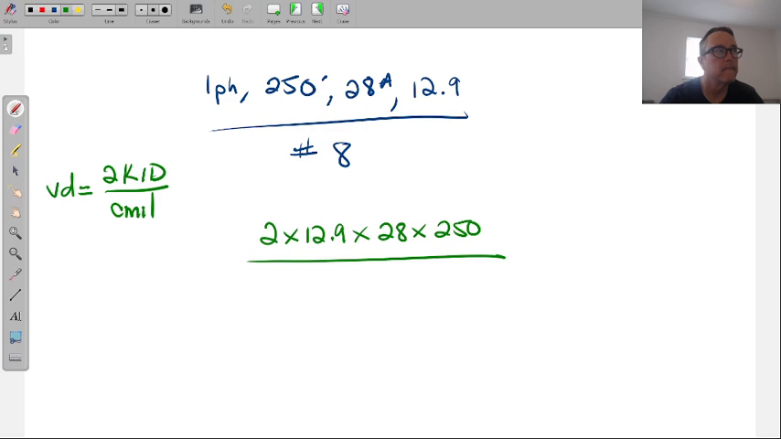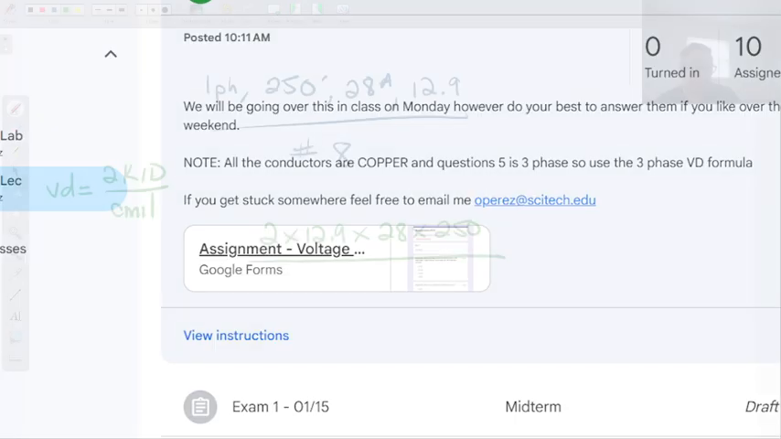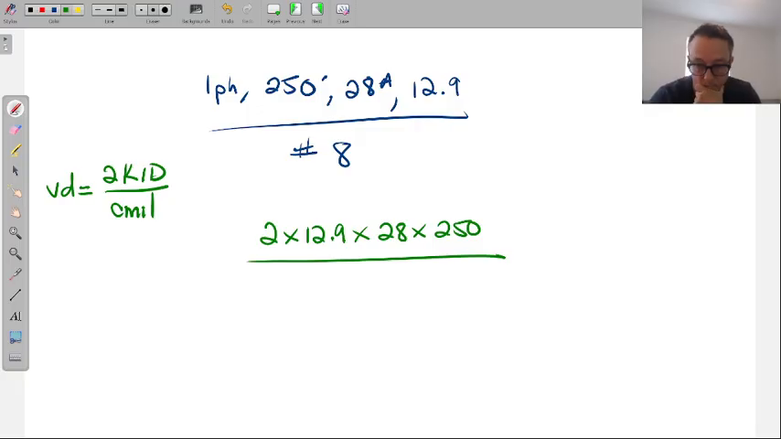Are we assuming it's copper? Yes, very good. Always assume copper, unless the question says otherwise. But we don't have to assume because he wrote 12.9 up there. Well, he didn't write 12.9. Now, when you come back to this to do it later, I'll have it here as a note. Copper, all conductors are copper, which I forgot to show earlier.